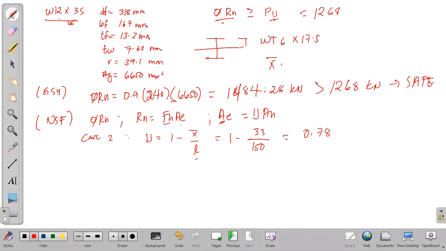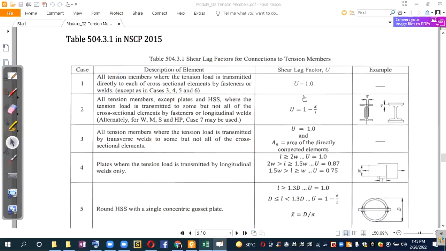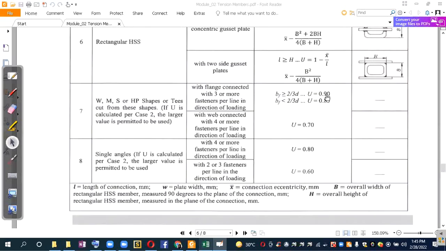Okay? And yung case 7, with 3 or more fasteners per line, we have to check if BF is greater than or equal or less than doon sa 2/3 of D. Right? Kasi dalawa yun eh. Tignan natin ulit. With flange connected with 3 or more fasteners per line in direction of the loading. Dalawa. Either 0.9 or 0.85. So, i-check natin yung BF if it is greater than or equal to 2/3 of D, for us to determine if our shear lag factor is 0.9 or 0.85.